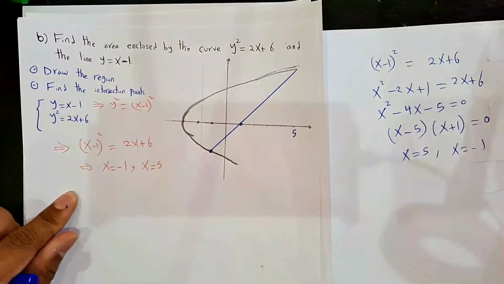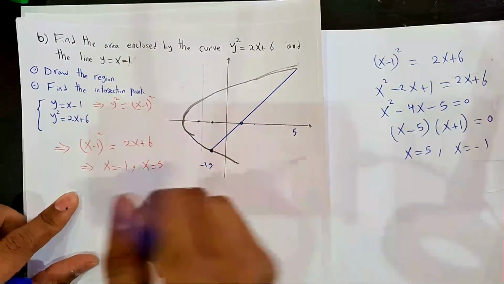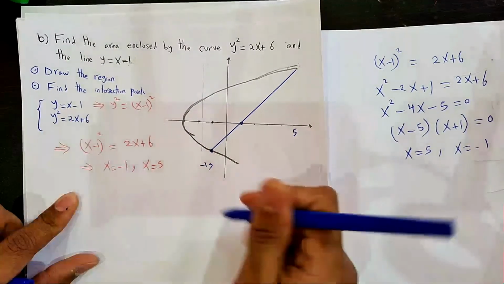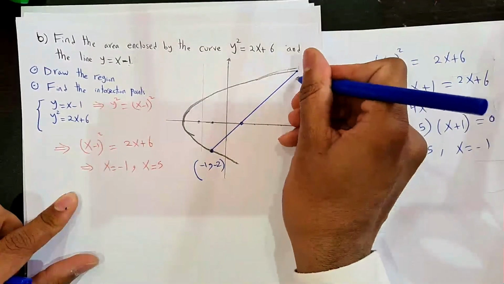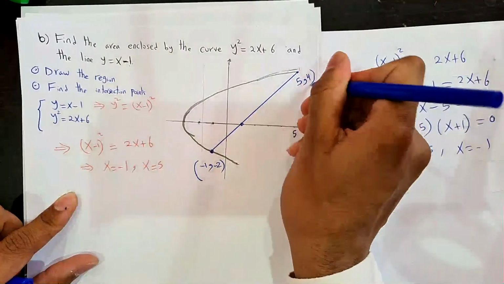So I gave you these values. Now let us find these. This is minus 1, what? Substitute here, for example, you will get minus 2. This is 5, what? Substitute here, 5 minus 1, you will get 5, 4.